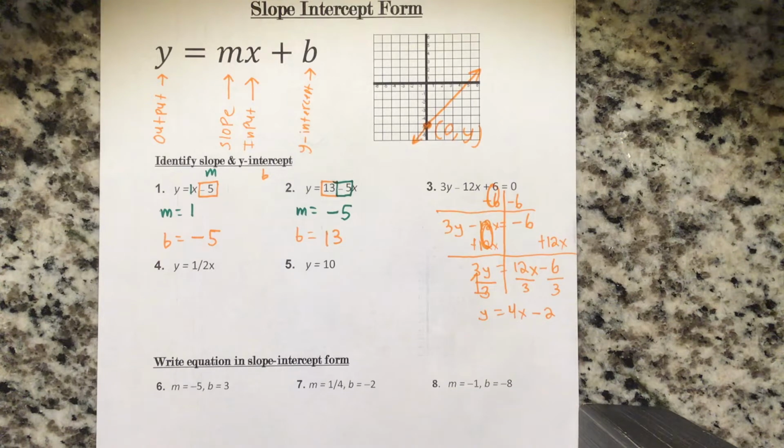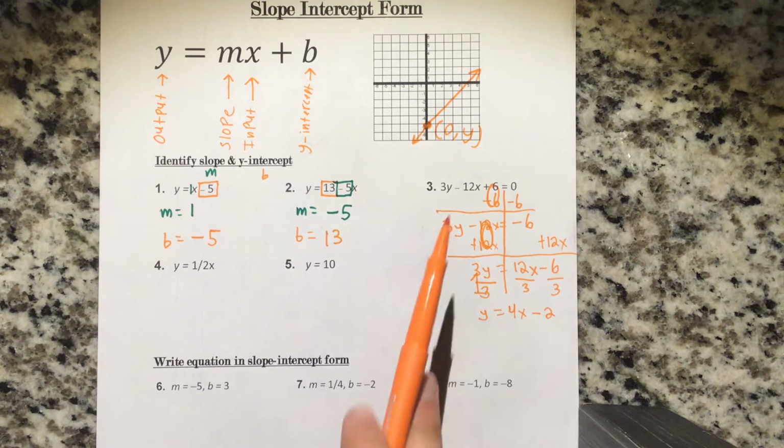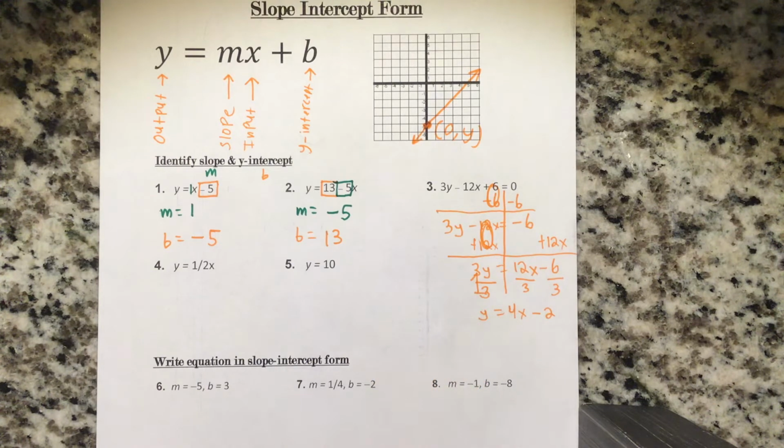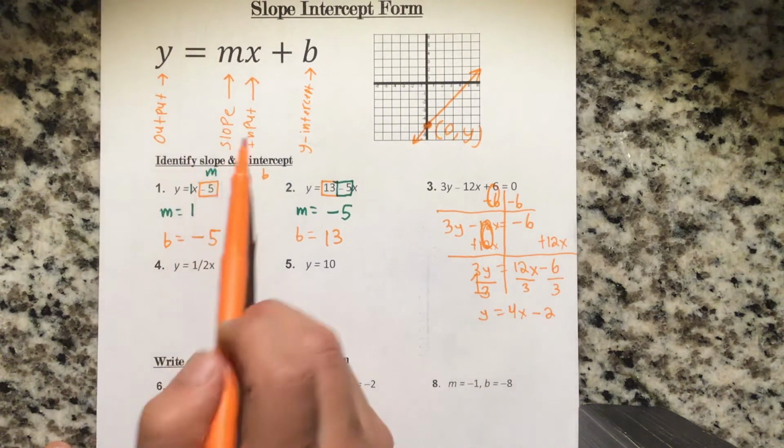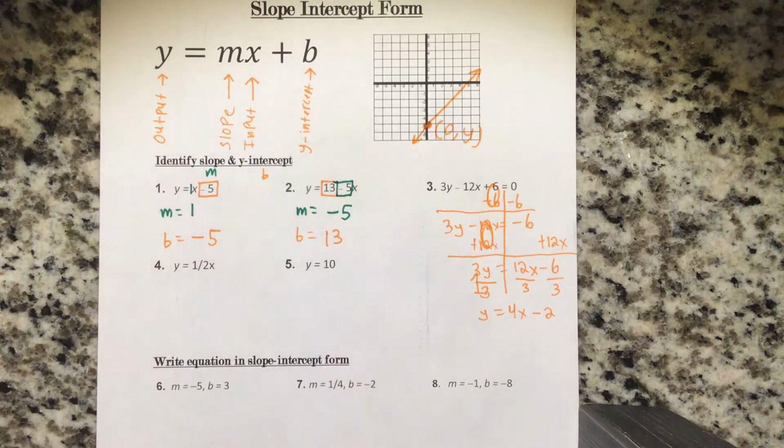Now, I know that was a lot of work and you're not gonna have many like that, but just know sometimes you're gonna have to solve for y to get it in slope-intercept form, okay? Now, this is in slope-intercept form, right? y = 4x - 2. Now I can find the slope and the y-intercept, okay?